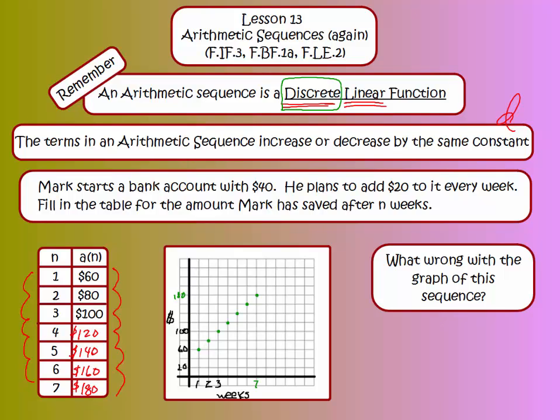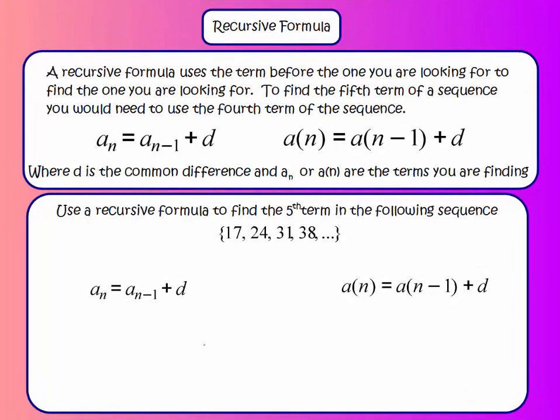Okay, let's take a look at what else we got. Recursive formulas. Again, this is review. A recursive formula uses the term before the one you are looking for to find the one that you're looking for. And that's a huge mouthful, but it actually makes a lot of sense. To find the 5th term in a sequence, we would need to use the 4th term of the sequence. And we had this crazy kind of formula and notation here.